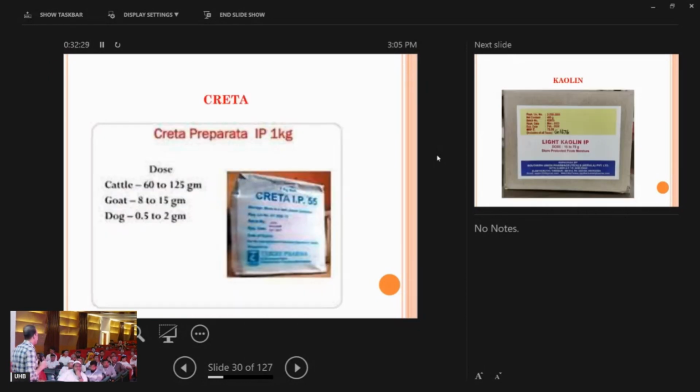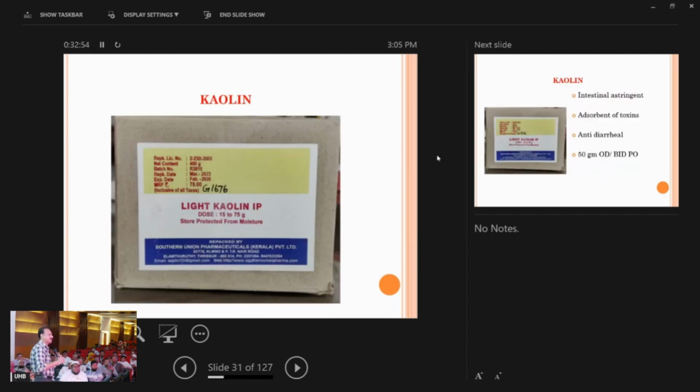Next, you would have heard about this preparation, creta, and iodine. These two combinations are available in the market. Creta is used as an anti-diarrheal for non-specific diarrhea. For example, parasitic diarrhea you want to treat with the specific cause, with oxyclozanide or albendazole, fenbendazole, whatever it is. For non-specific diarrhea you can give creta, 100 gram orally, or you can mix it with kaolin also.